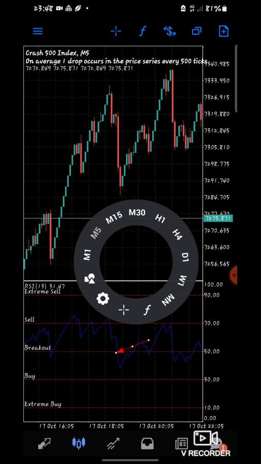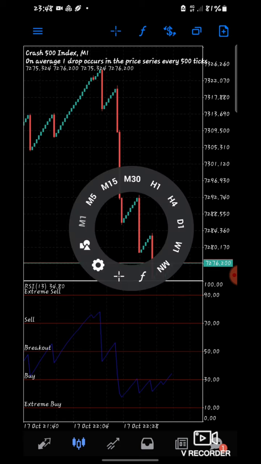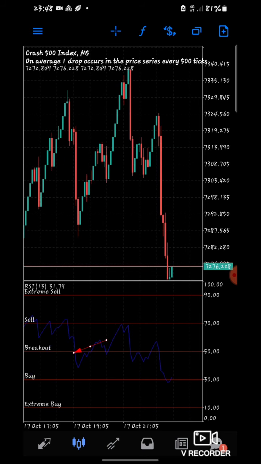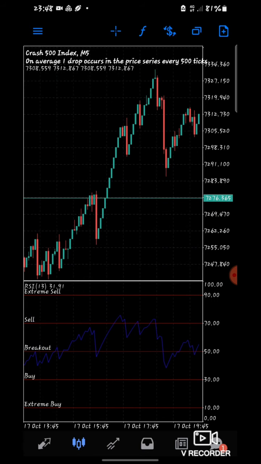Let's check the spikes on the 1 minute time frame. Can you guys see that? All right. Let us go to boom. Let's go to boom and check same way. Or okay, maybe let's just see some other entry points that are similar to the one we have already seen.